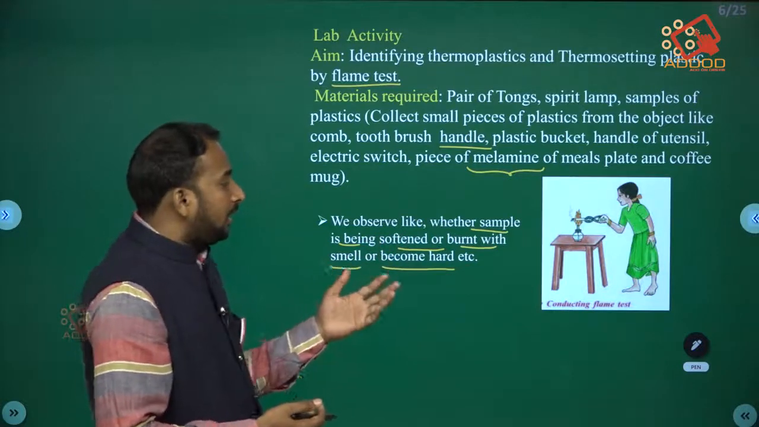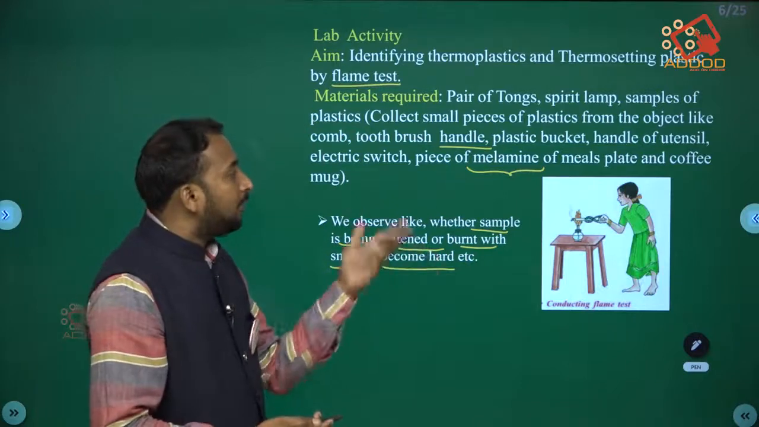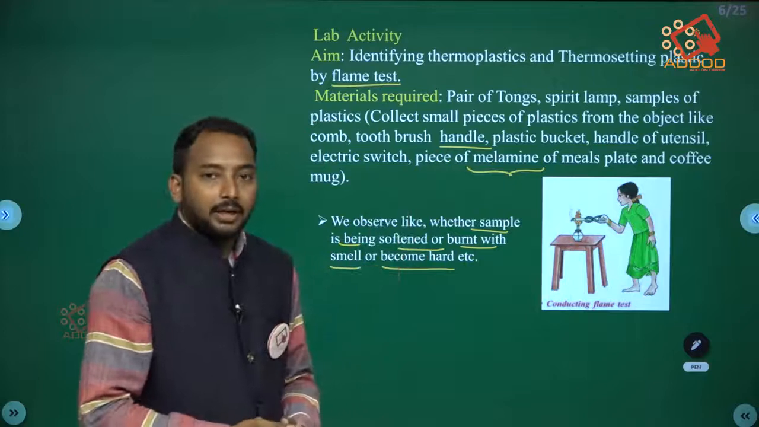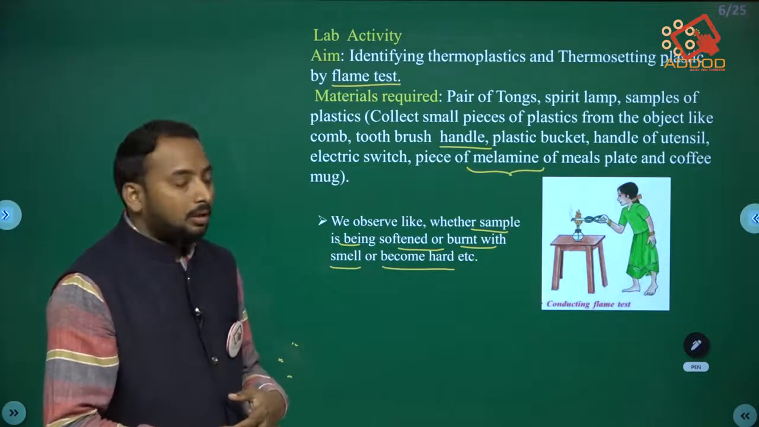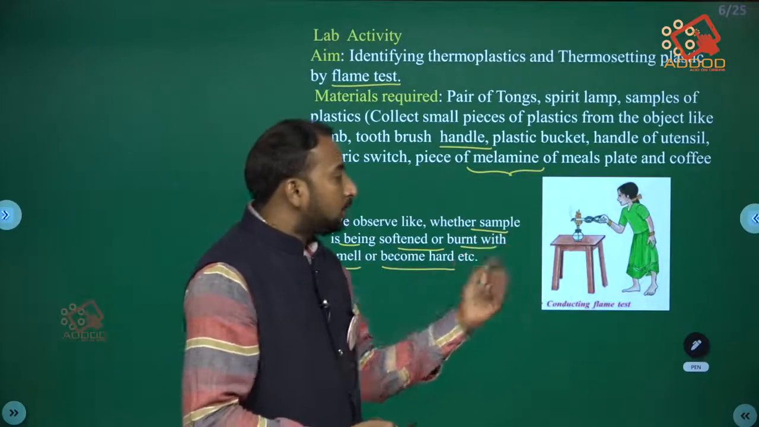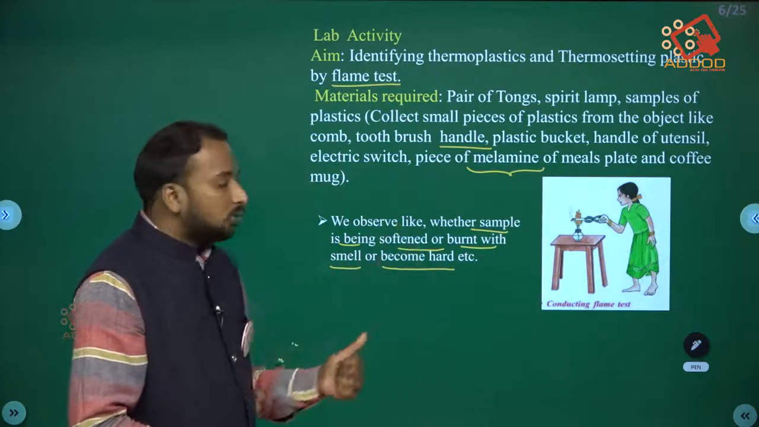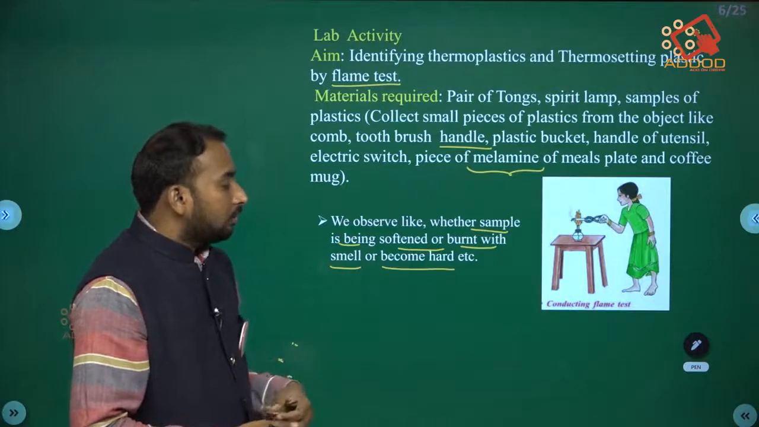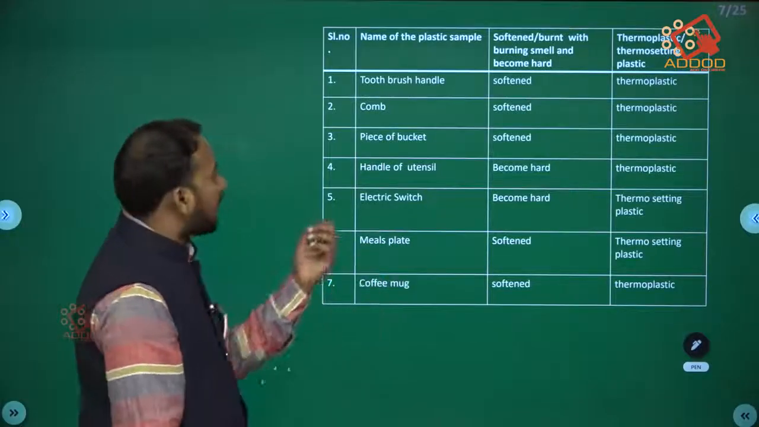So we see the observations of the different materials. We place different materials like a toothbrush handle, plastic bucket pieces, and the handle of utensils on the lamp. We observe these. Let us see some examples from this activity.